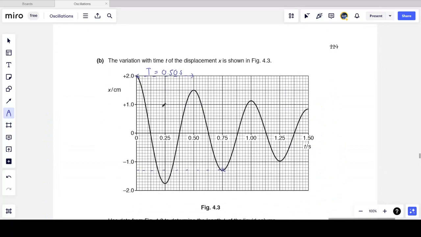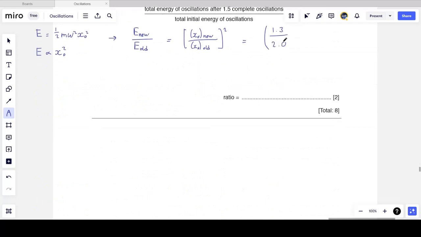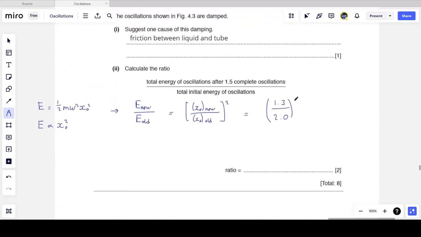The initial amplitude is 2 centimeters. So I'm going to divide that by 2 centimeters and then square. I don't have to convert to meters because the conversions wouldn't make a difference since we're taking the ratio. And what I get is a ratio that is 4.23 times 10 to the minus 1, or 0.42. Again, your ratios must always be in decimal, must be a decimal number.